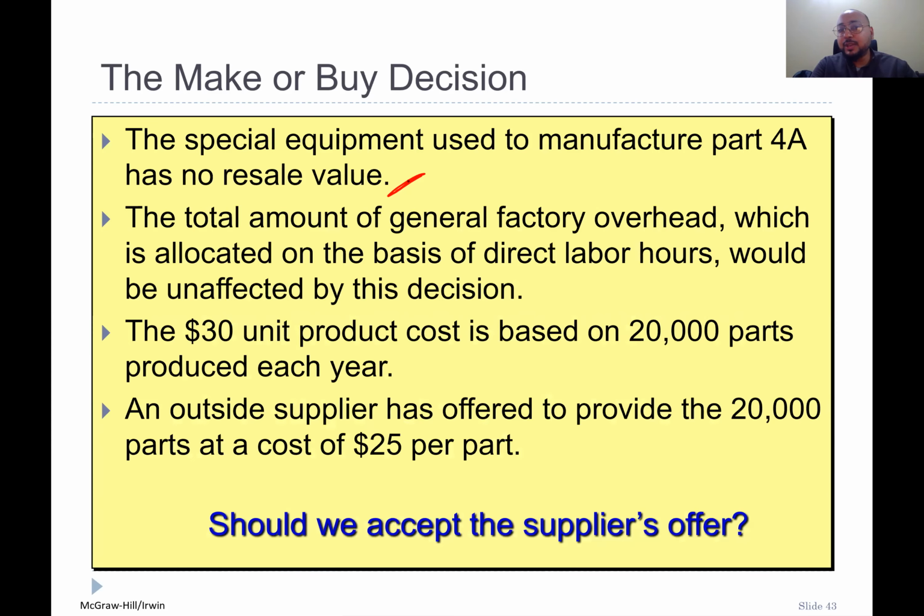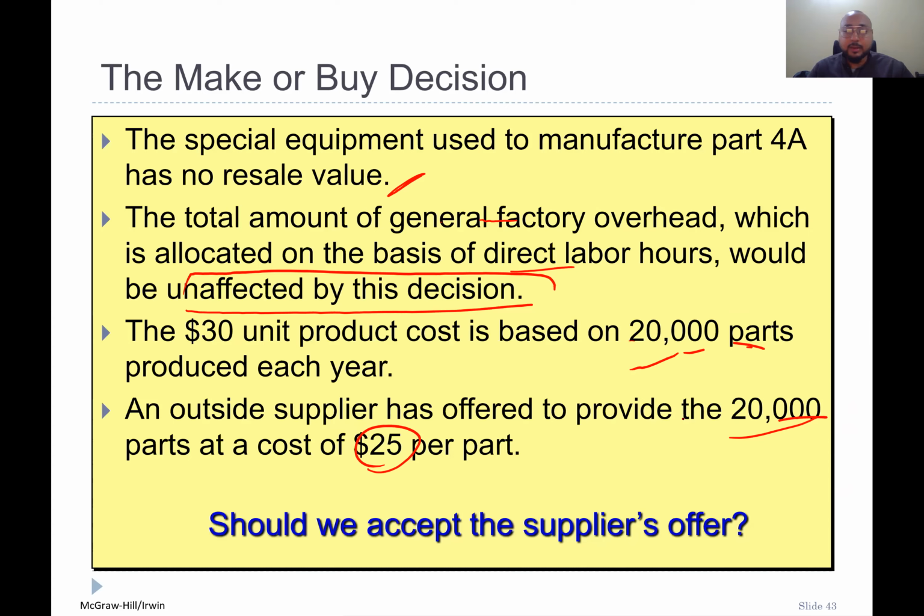The total amount of general factory overhead, which is allocated on the basis of direct labor hours, would be unaffected by the decision, which means if you drop it, you would still be paying for this general factory overhead cost. The $30 unit cost is based on 20,000 parts produced each year. The outside supplier quoted that he will give you these 20,000 parts at $25 each. So it costs you $30 and he's giving it to you at $25.